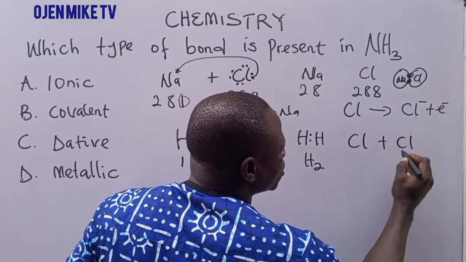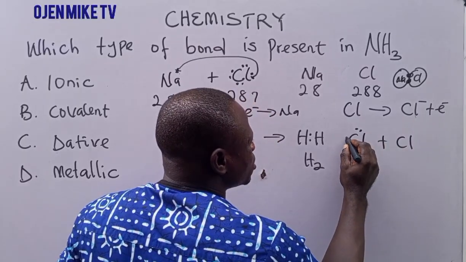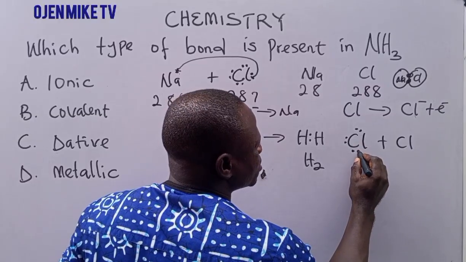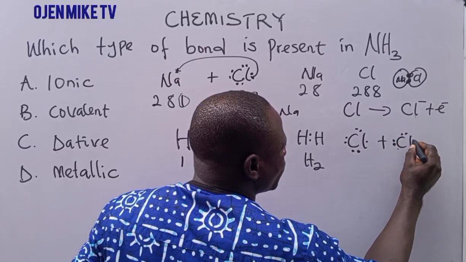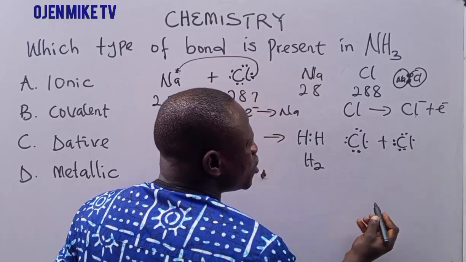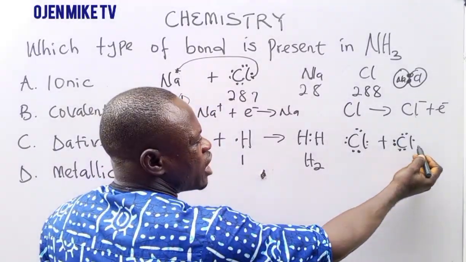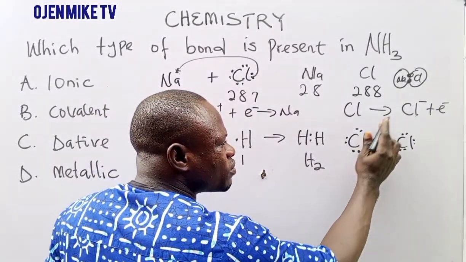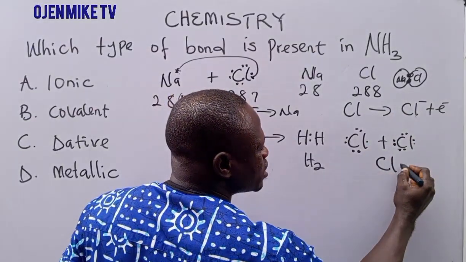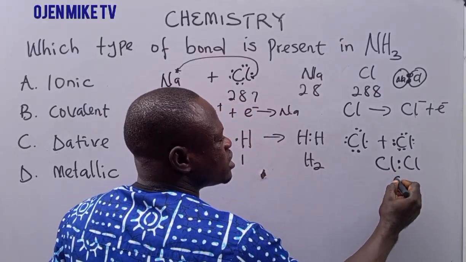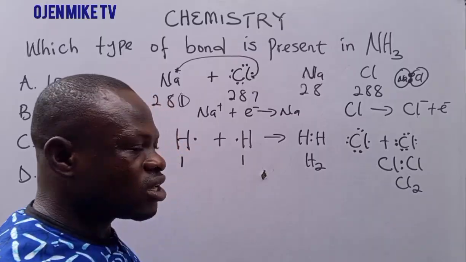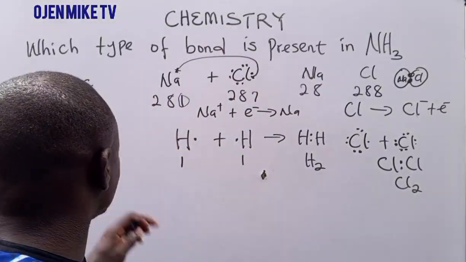Another example can be seen in chlorine. Chlorine plus chlorine: 1, 2, 3, 4, 5, 6, 7, and 1, 2, 3, 4, 5, 6, 7. Chlorine needs 1 to complete, and another chlorine needs 1 to complete. So the two of them will bond to give Cl2. Do you understand?